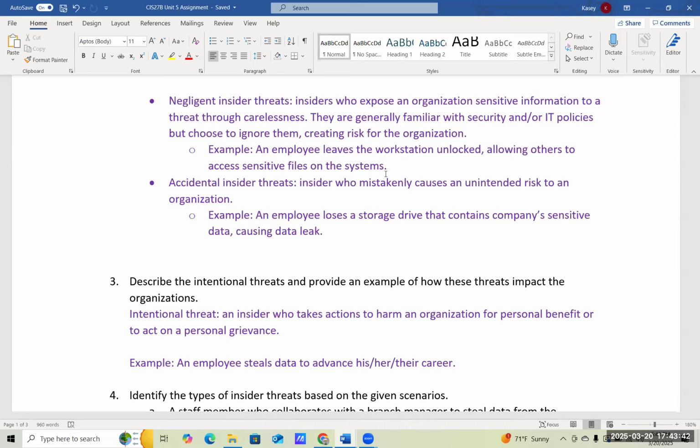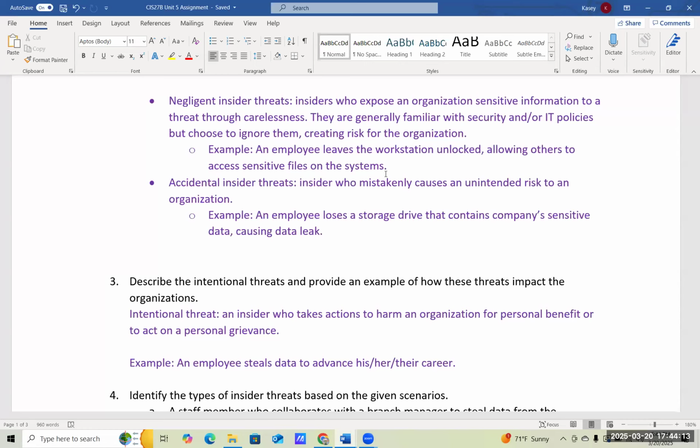The intentional threat, these are the people who take actions to harm the organization for personal benefit, or to act on a personal grievance. For example, someone did not get a raise, right? This person becomes disgruntled, and let's say that they try to delete data. But if you have a backup of your data, you should be able to recover it.